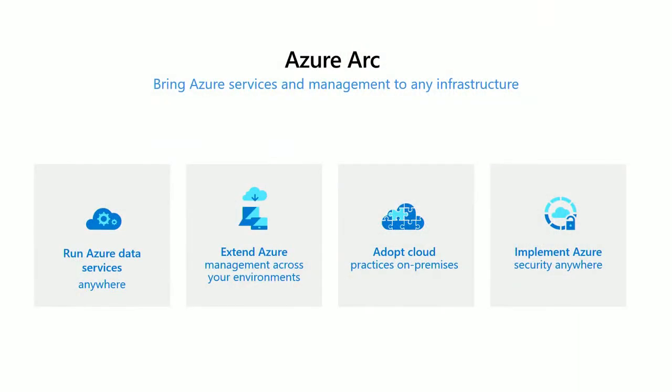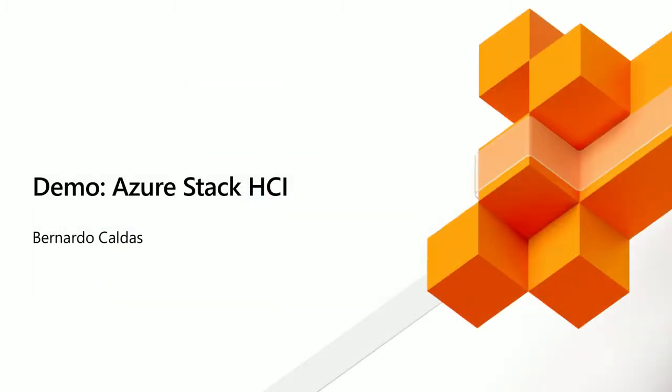Azure Arc is a new offering that we announced here at Ignite that enables you to connect and run Azure Data Services anywhere, extend Azure management to on-prem resources, and adopt cloud practices on-prem, as well as implement Azure Security anywhere. So it's just an ability to expand the Azure control plane to on-premise resources. And what I wanted to do today was to show how you can do that with Azure Stack HCI.